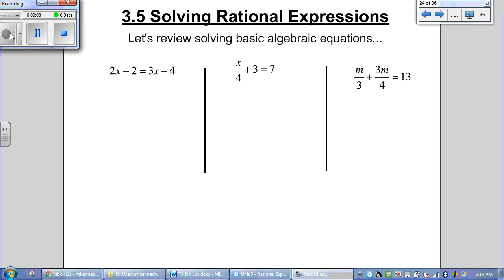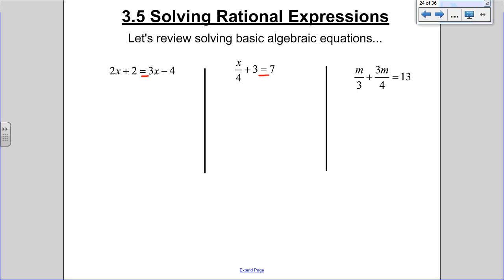The number one rule about solving rational expressions is if there's an equal sign in a question, your final answer should be x equals something. If there's not an equal sign in your question, then you should not finish with x equals something, okay? That's legitimately the difference between today and everything else we've done before now.